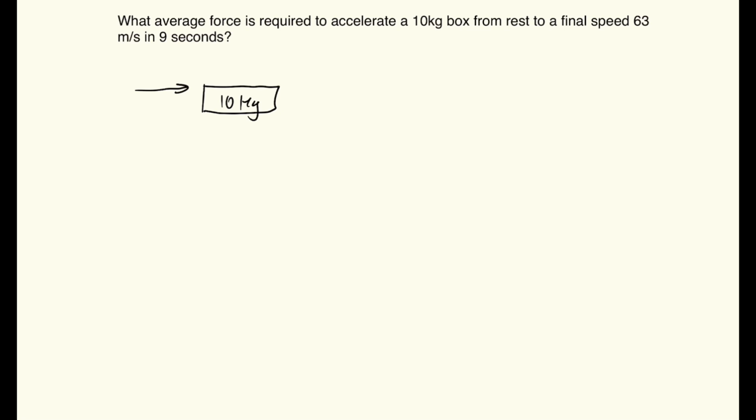Now, it's asking us for the force needed to go from rest to 63 meters per second. So if we write out our givens, our initial speed is 0 meters per second. Our final speed is 63 meters per second. Our mass is equal to 10 kilograms. And our time is equal to 9 seconds. What we're looking for is F. So first we have to find the acceleration.